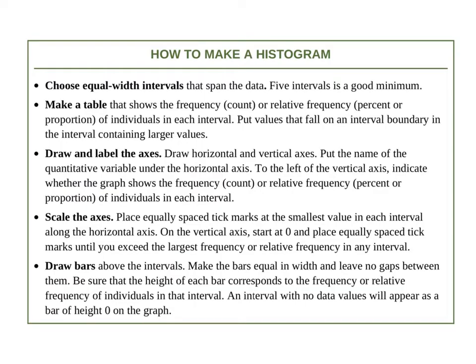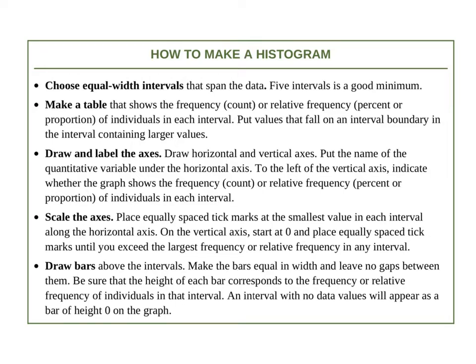How might you make a histogram, you ask? Well, let's talk about these steps. So the first thing to do is to choose equal width intervals to span the data. 5 intervals is a good minimum. You make a table that shows the frequency or count or relative frequency, which is the percent or proportion, of individuals in each interval. So you figure out what values fall in those intervals and you make the bar however high you need to make it.